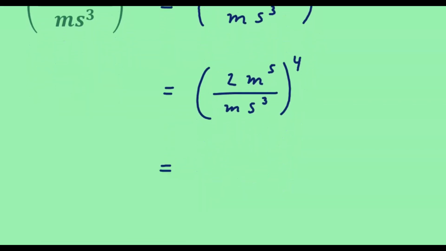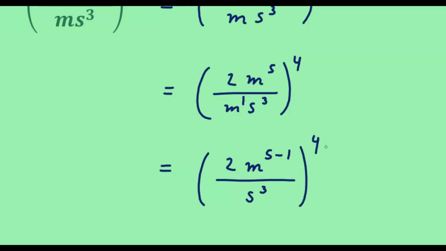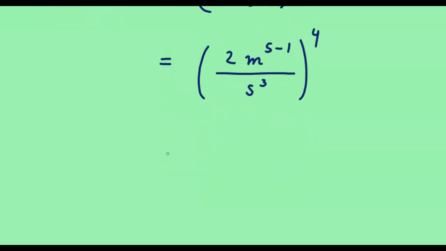We can use the quotient law because we have m to the power of 5 and m over here. Now, m can just be written as m to the power of 1. So we can use the quotient law, and m to the power of 5 divided by m to the power of 1 is simply m to the power of 5 minus 1. And we are left with s to the power of 3 in the denominator. So what we get is 2 times m to the power of 4 divided by s to the power of 3, and we raise this to the power of 4.